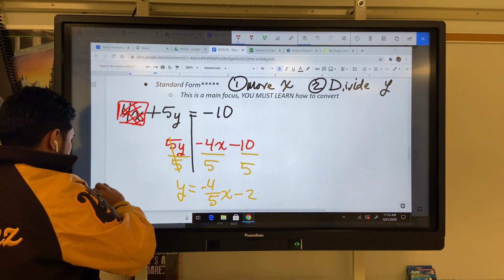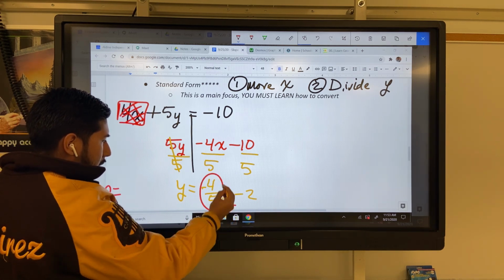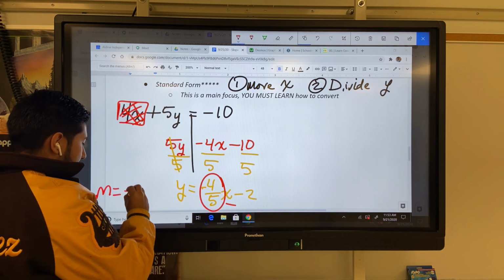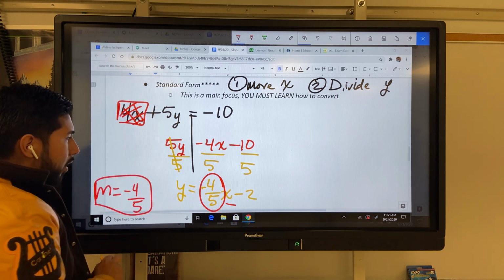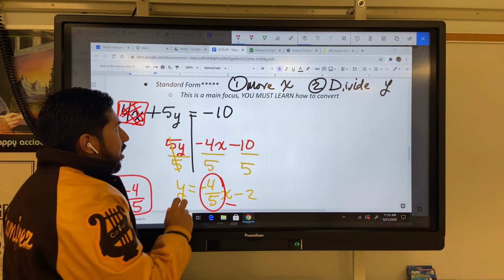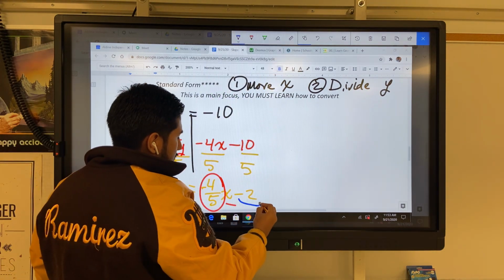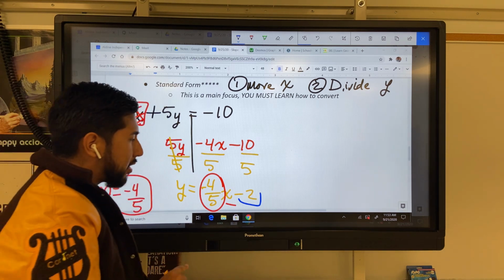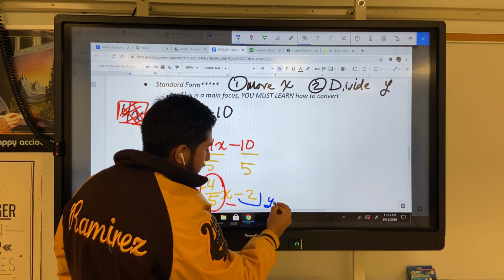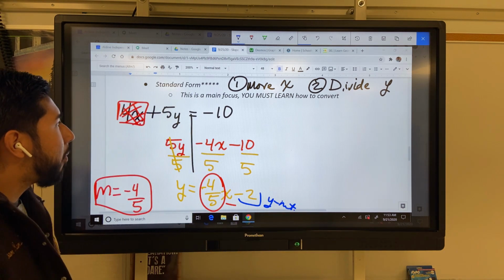What is my slope for this equation? Have the x. Boom. Negative 4 over 5 is my slope. We haven't talked about this much, but I'm not sure if maybe it's in activities. This is my y-intercept. Just a heads up. Y-intercept.